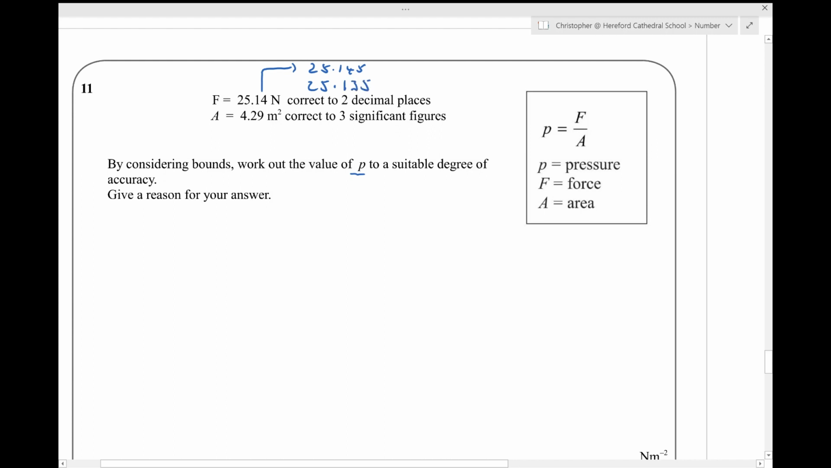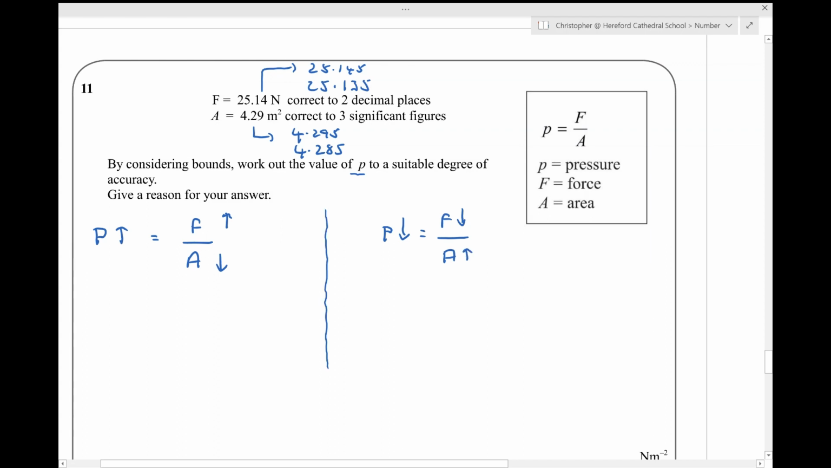And what about a? Now, a is given to me correct to 3 significant figures. So the upper bound will be 4.295 and the lower bound 4.285. Good. Now, I've got to work out the value of p to a suitable degree of accuracy. On the left-hand side, I'm going to work out the highest possible value of p, the upper limit for p. Now, p is f over a, so I'm going to need the highest possible f and the lowest possible a. And on the right-hand side, I'm going to work out the lowest possible value of p. And to do that, I'll need the lowest possible f and the highest possible a. So let's do those, and then we'll see what's going to happen next.